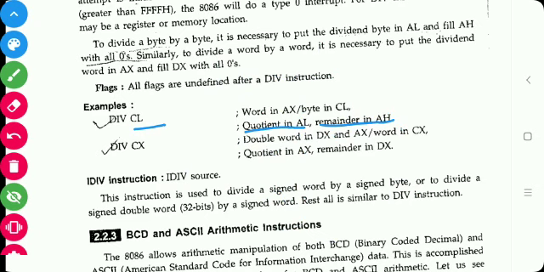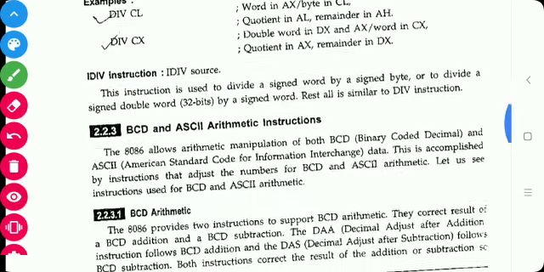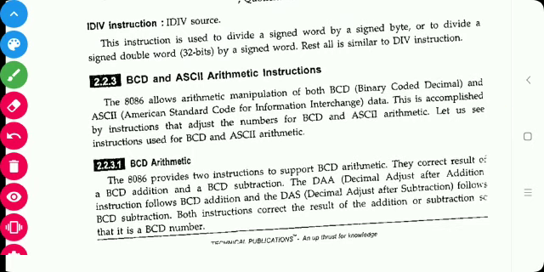So DIV CX means here we are dividing a double word by a word. The double word is in the DX and AX registers, as I have told you, and the word is in the CX register. After division, the quotient is in the AX register and the remainder is in the DX register. This is the division instruction, and it also has only one operand. Then the IDIV instruction is similar to the division instruction, but the difference is that it is used for signed numbers.